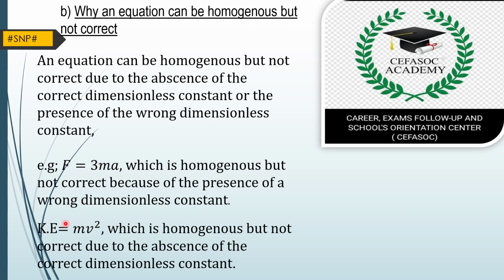Now KE, which is the kinetic energy, is mass times velocity squared, which is homogeneous but not correct due to the absence of the correct dimensionless constant. The correct dimensionless constant is simply half, but the equation is homogeneous but it is not correct. So we retain that homogeneity is not the true test for correctness. So these are 2 examples that we gave. The question needed 1, but I gave 2 so that it should better your understanding.